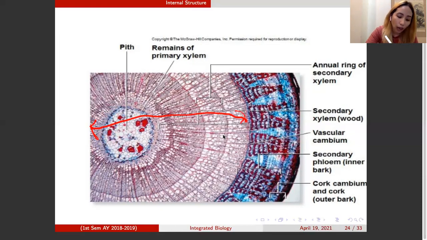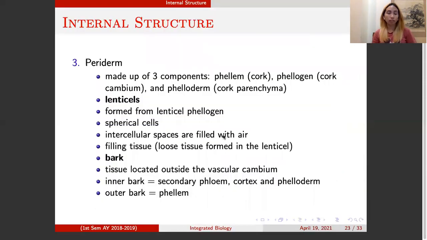And then we know how the vascular cambium is formed, no? From the procambium into fascicular cambium, and then the differentiation of parenchyma into interfascicular, tapos nag-fuse yung dalawa, and that's how vascular cambium are formed. Now it's time to discuss this part of the stem, which is what we call in layman's term as the bark. Okay, so that particular part of the stem is in general known as the periderm.